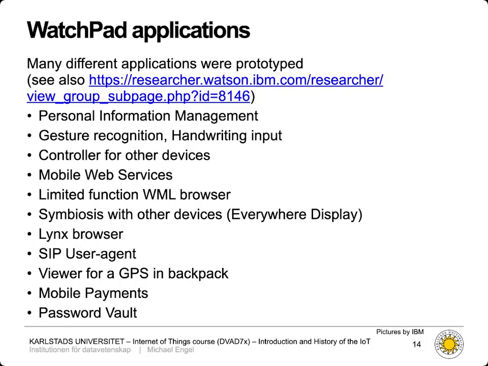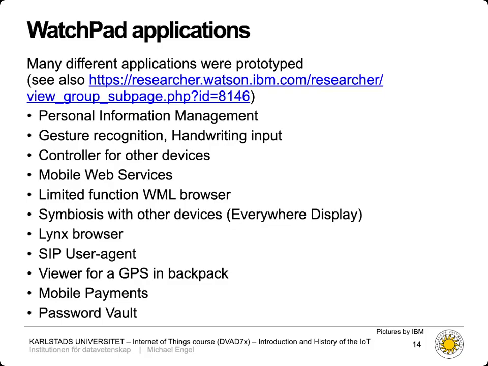And with this IBM Watch or WatchPad, you could do very many different applications. So luckily, the IBM Research website is still up, so there's much more information on this available if you're interested. So you could already run personal information management, like storing addresses and messages and so on. It could do gesture recognition. It could also have handwriting input, which was a bit difficult on that small display, to be honest.